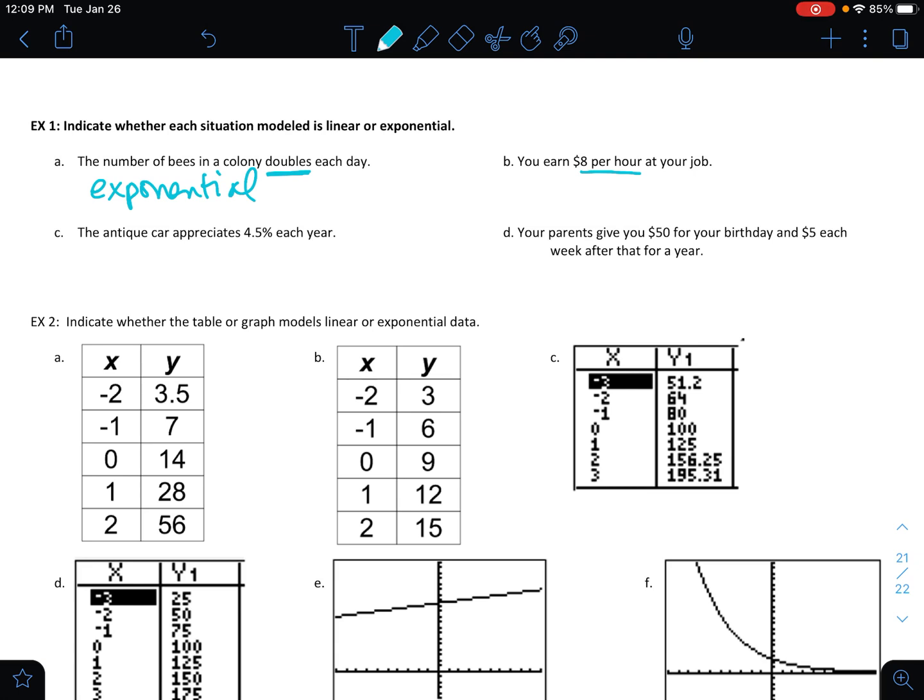Letter B, you earn $8 per hour at your job. So it's a steady increase of $8 every hour, linear. So 8 would be like your slope.